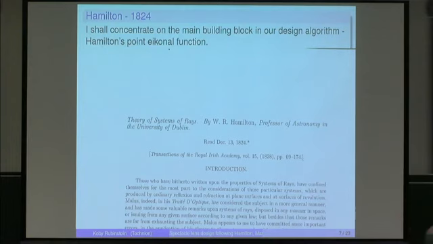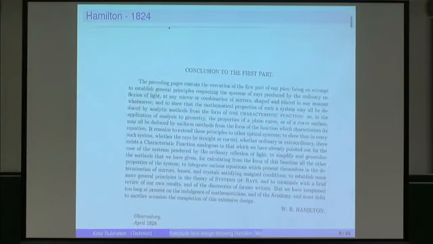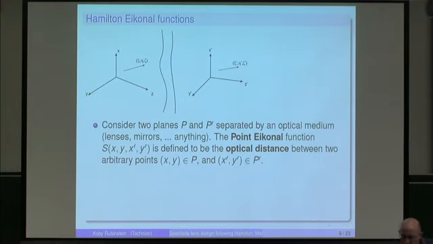Now, Hamilton correctly stated that this characteristic function, the point iconal function, captures everything you want to know about the optical system. And what he meant by this is the following. You have a plane, the xy plane, I call it P, on one side of the optical element, and another plane, P prime, with coordinates x prime and y prime on the other side of the optical element. There are many ways going between the two planes. So the point iconal function S is a function of 4 variables. It is the optical distance of going between the point xy on one plane to x prime, y prime on the other plane.